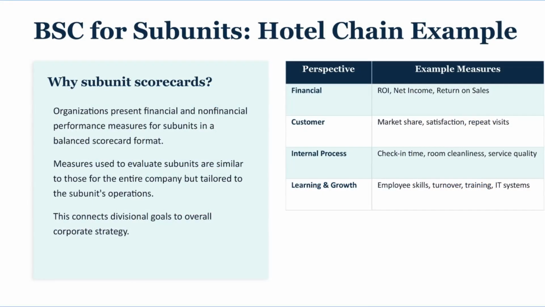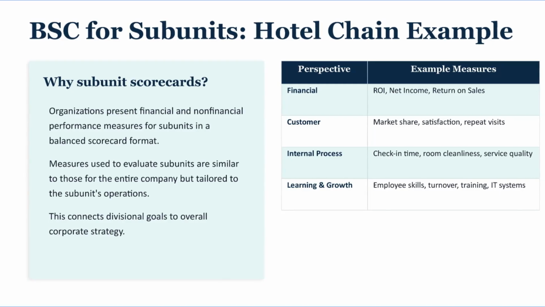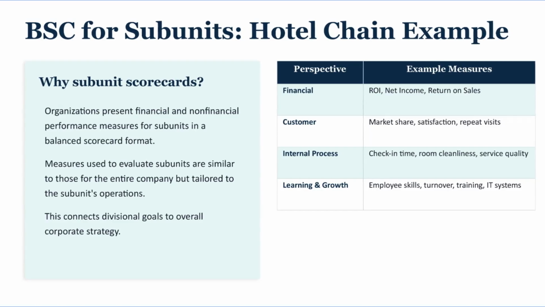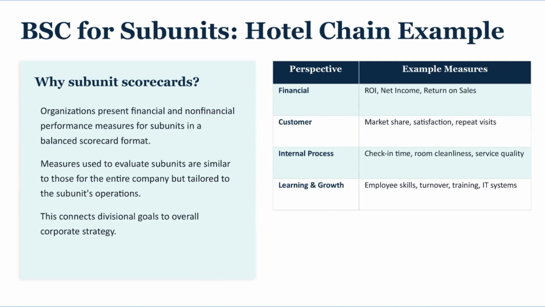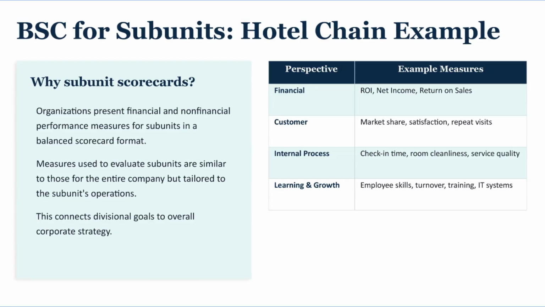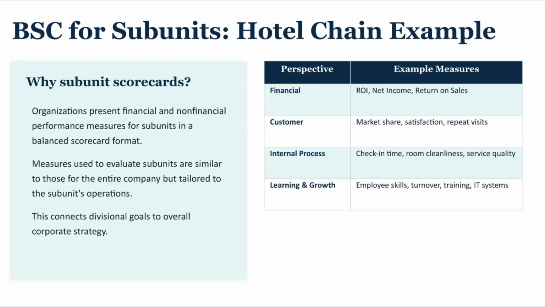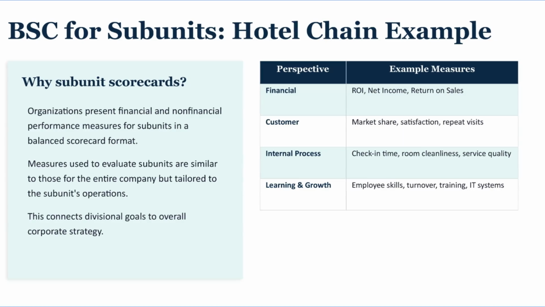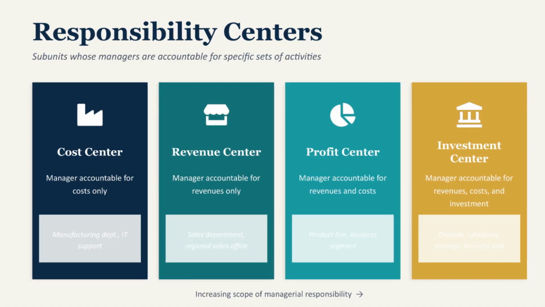In our hotel chain, every property gets its own balanced scorecard. For instance, a specific location tracks guest satisfaction scores, room cleanliness ratings, and employee turnover alongside its ROI. These tailored measures ensure divisional goals tie back to the corporate strategy. On the right, you see a table listing financial, customer, internal process, and learning and growth metrics customized for a hotel subunit. Next, we define responsibility centers, each overseen by a manager accountable for specific activities.